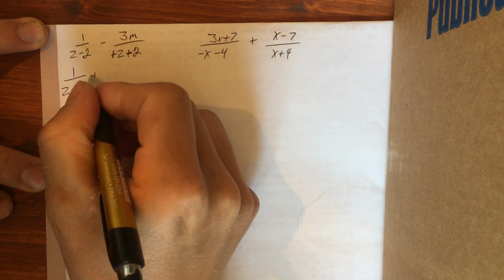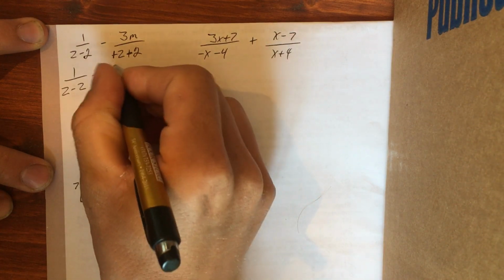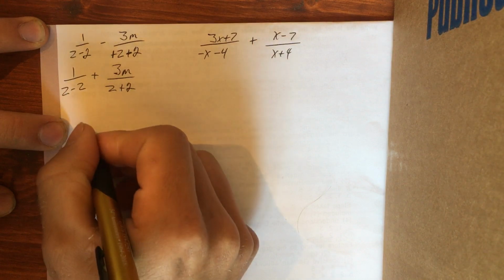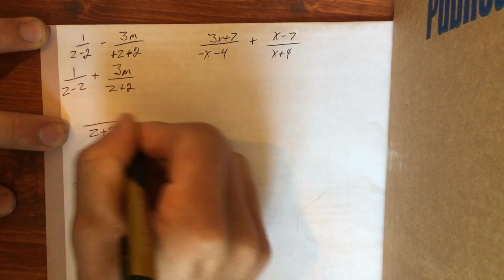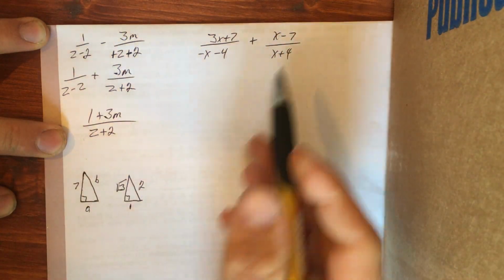We're going to change this middle term to a plus and change these two signs to z plus 2 over 3m. And then we're going to have z plus 2 on the bottom, and on the top, 1 plus 3m. We are done. Okay, doing another one.